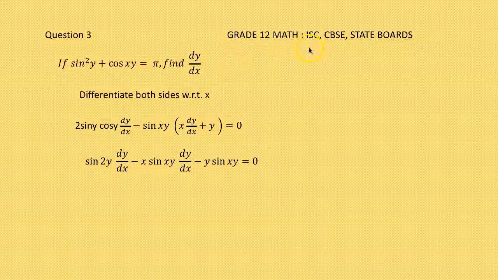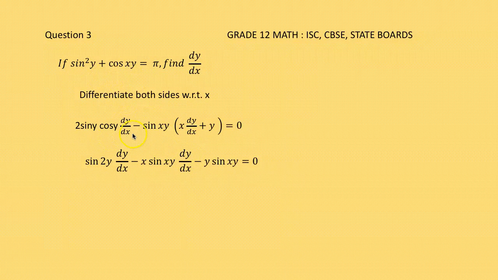Question 3. This is also a question in the grade 12 maths for ISC, CBSE and state boards. If sin squared y plus cos xy is pi, find dy by dx. Differentiate both sides with respect to x. So we get 2 sin y into derivative of sin y, which is cos y dy by dx.